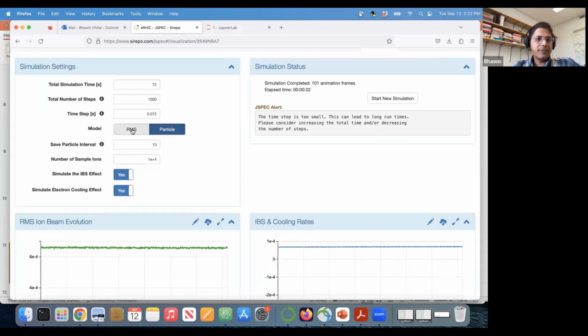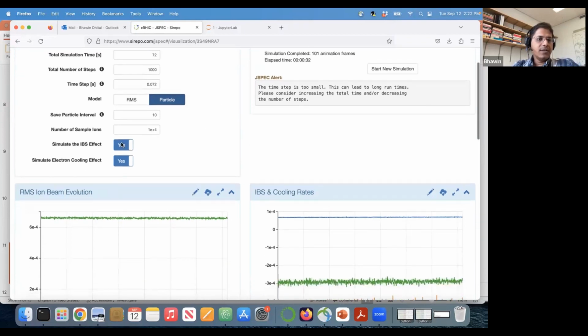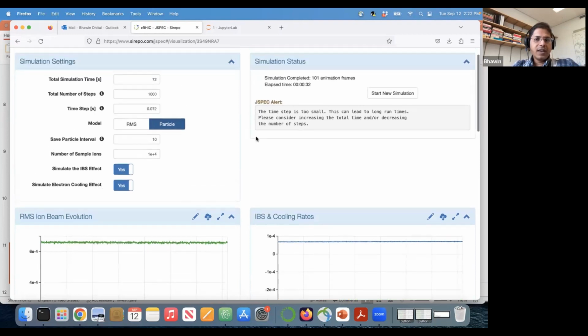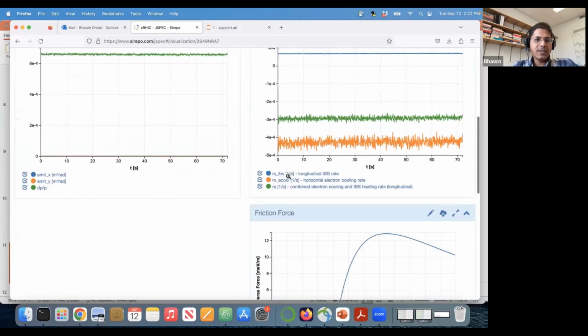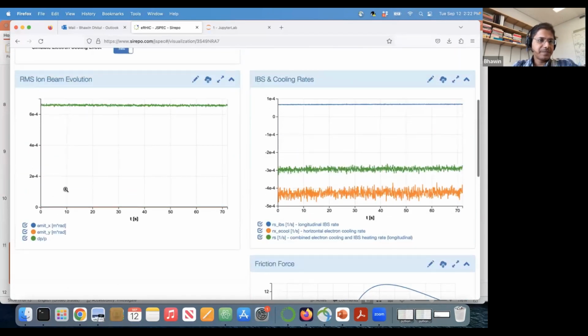There is a model for RMS and particle. The particle model is how to treat the particles in a proton beam during the cooling interaction. More details are given in the JSPEC user manual. And we include the IBS effect and also the electron cooling effect. After that, you just hit start simulation. It may take some minutes, but I already did that, so I just want to show you the results.